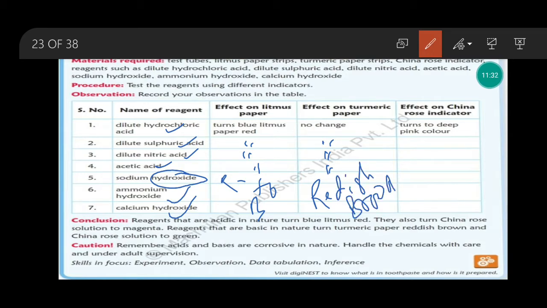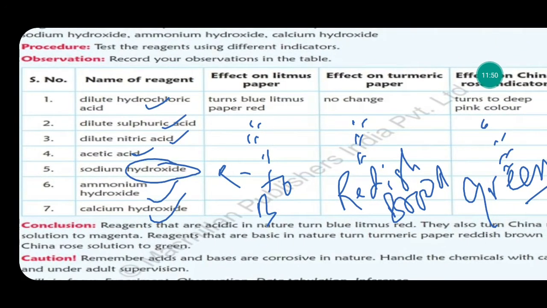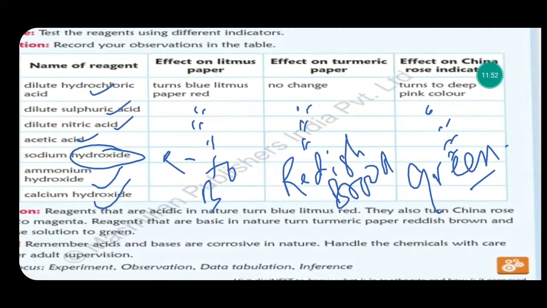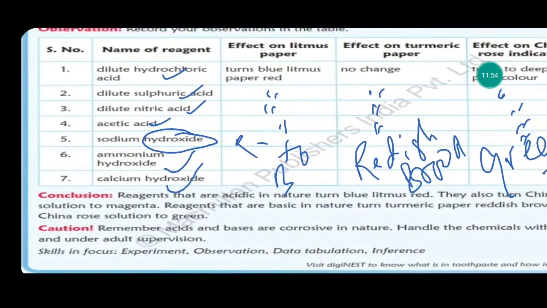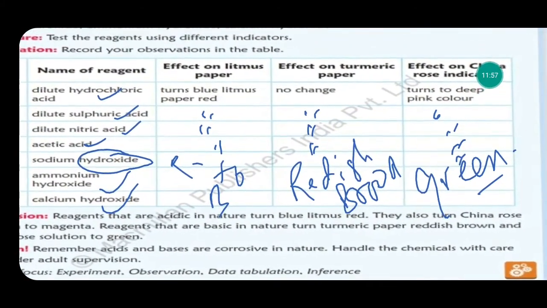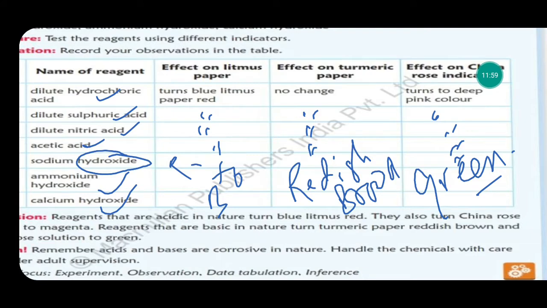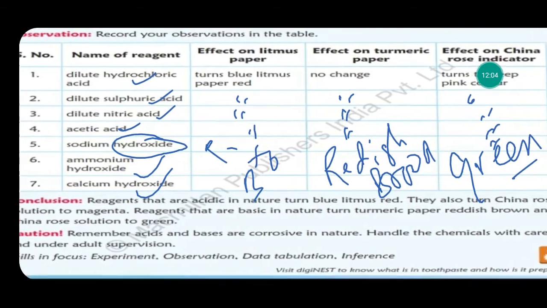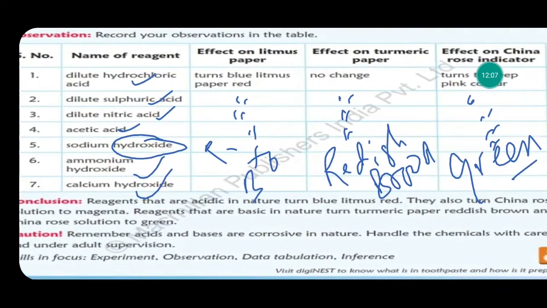Okay, next, the effect on China rose indicator. As you know, China rose indicator turns deep pink in the case of acid, and in the case of base its color changes to green. So, in conclusion, reagents that are acidic in nature turn blue litmus red. They also turn China rose solution to magenta. And reagents that are basic in nature turn turmeric paper reddish brown and China rose solution to green.